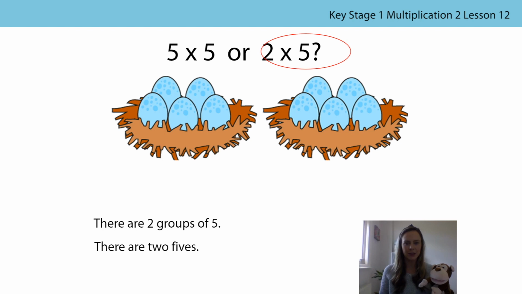We know that 2 times 5 represents the picture because the 2 represents the number of nests and the 5 represents the number of eggs in each nest. It can't be 5 times 5 because we've only got 2 groups of 5. Can you think about what a picture would look like to represent 5 times 5? That's right, we'd have to have 5 nests with 5 eggs in each nest.